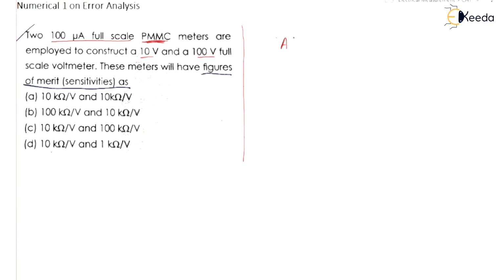Let us consider we are having the 2 voltmeters A and B. What is the full scale deflection for the first? It is 10 volt. Full scale deflection for the second voltmeter, that is B, is equal to 100 volt. Next, we are having the basic meters with a full scale current carrying capacity of 100 microampere here also, and here also it is 100 microampere. Now our task is to find the sensitivity. Let us consider it is SA, and for this consider it is SB.